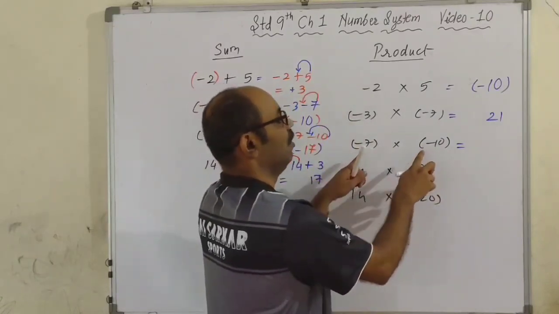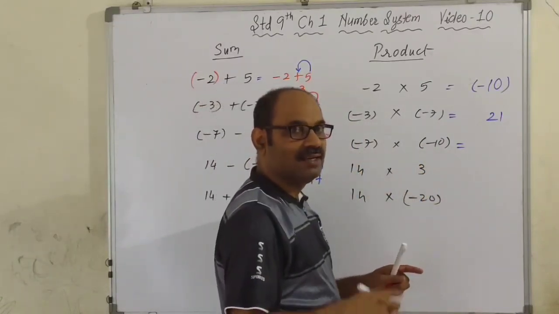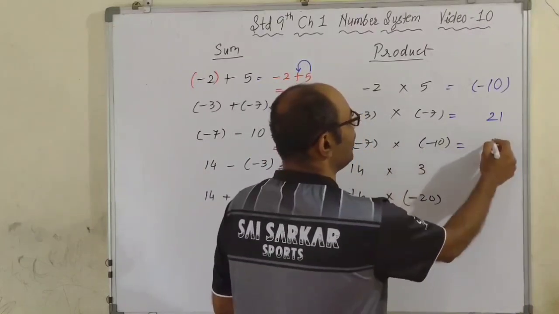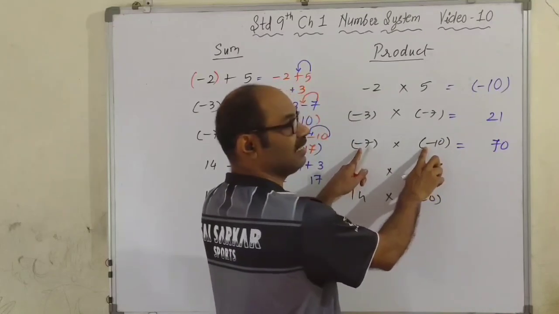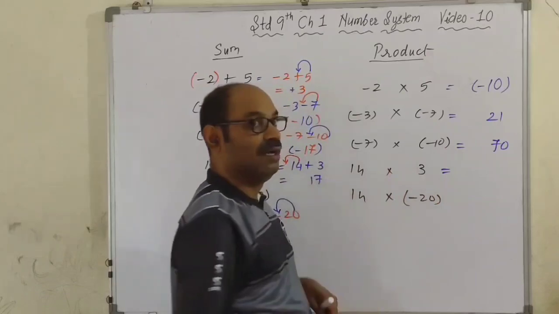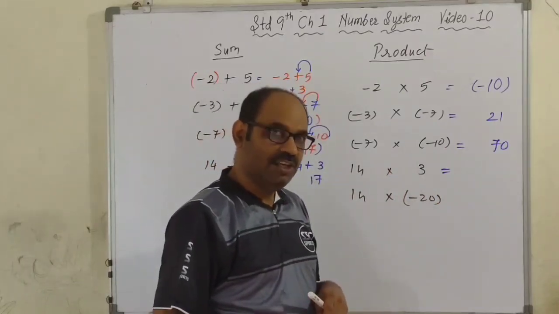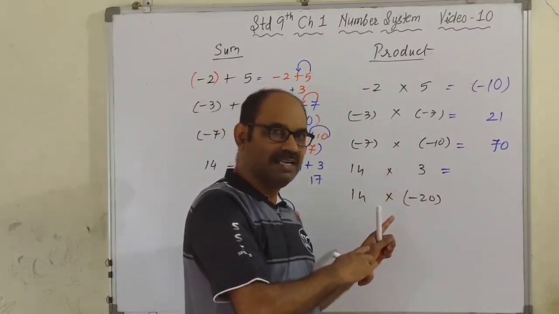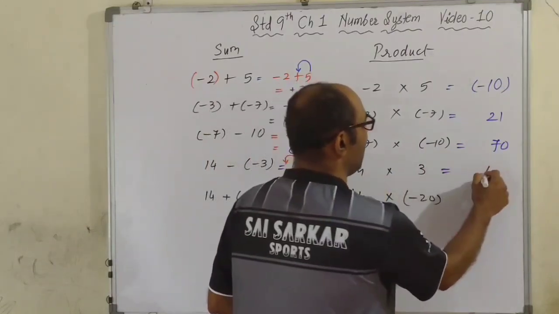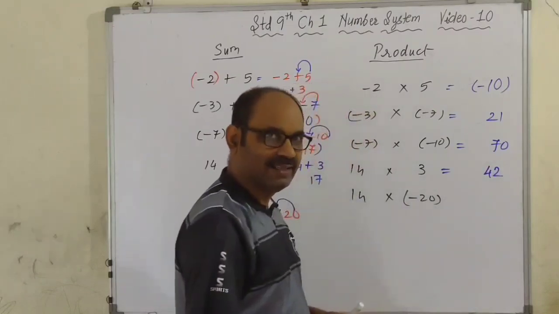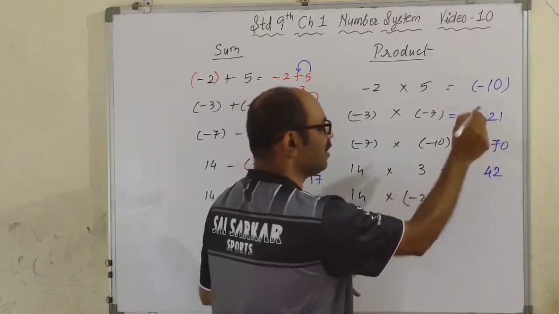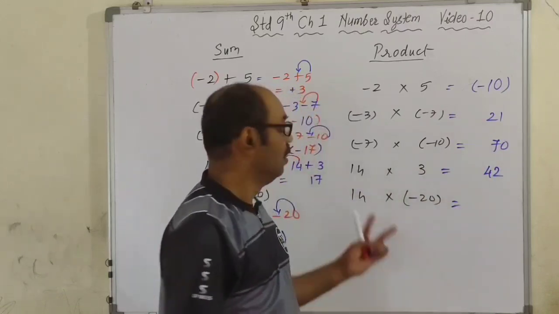यहाँ देखो. Minus 7 and minus 10. Is the operation multiplication? Yes. To multiply. 7 tens are 70. See their signs. Same. So plus 70. Next. The two numbers are 14 and 3. Is the operation on these two numbers multiplication? Yes, so multiply them. 14 threes are 42. Correct? See their signs. Same, plus, plus, same. So, plus 42.